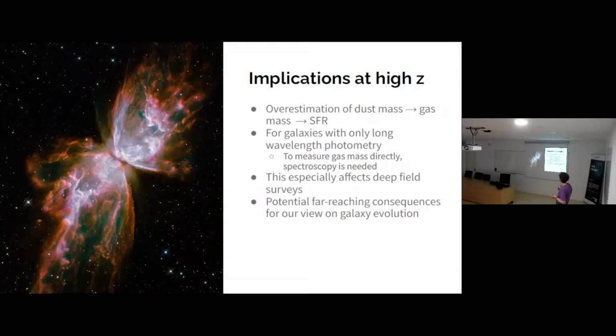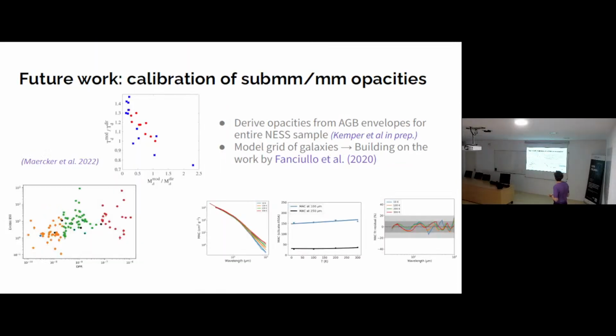This is, like I said, especially true for galaxies with only long wavelength photometry, and it especially affects deep field surveys where you have only this limited amount of information. If you have individual galaxies that are well studied, you can maybe overcome this, but it's quite expensive. But having this lower star formation rate potentially has far-reaching consequences for our view on galaxy evolution. So this is something that we have to really look into a bit more.